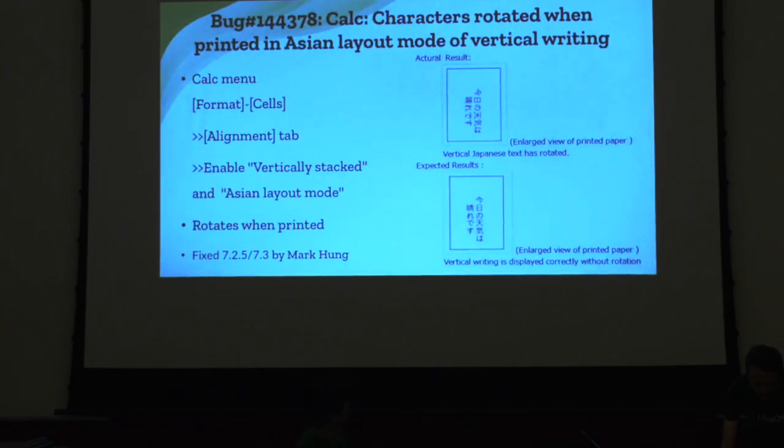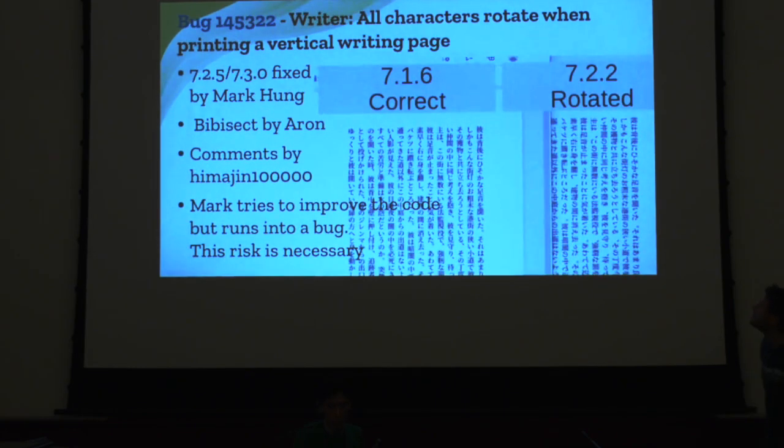And this is a rotated problem in Calc, and only when printed. But now fixed by Mike. And this is a rotated problem at printing time. This is a regression. Fixed by Mike. So maybe this code is not good. So we try to improve, but sometimes you can get a regression. Yeah, yeah. Somebody's working on it. Yeah, yeah.